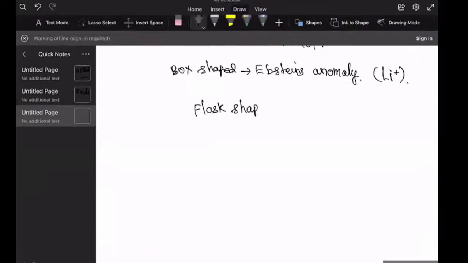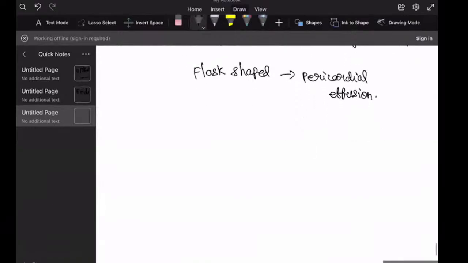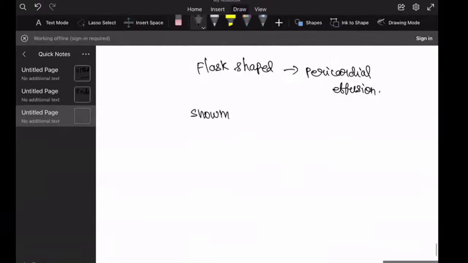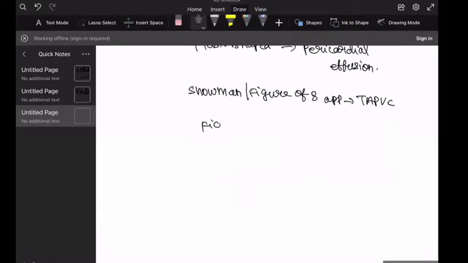Flask shaped heart is seen in pericardial effusion. And the snowman, figure of eight appearance, is seen in TAPVC. Figure of three or E sign of heart is seen in coarctation of aorta. Yes. Coarctation of aorta.